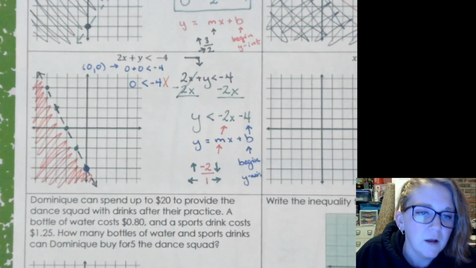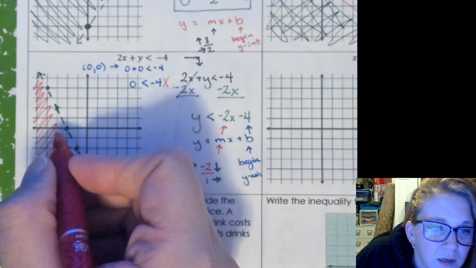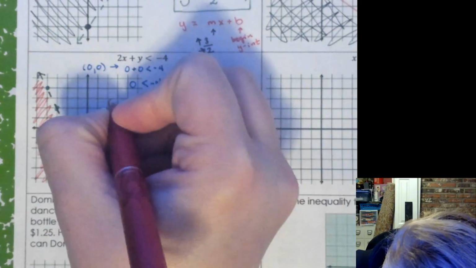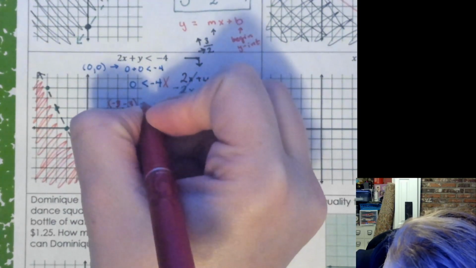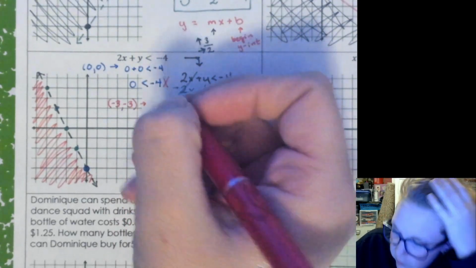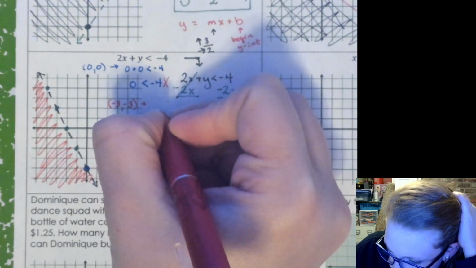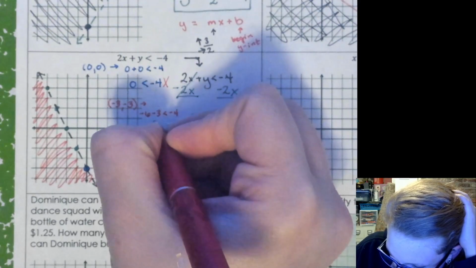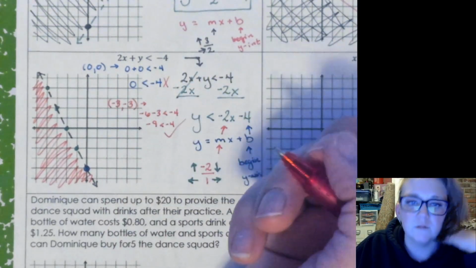So let's see, you could use a point like -3, -3. See if that works. -3, -3. You plugged it in, you should get something like -6 minus 3 is less than -4, or -9 is less than -4, which works.